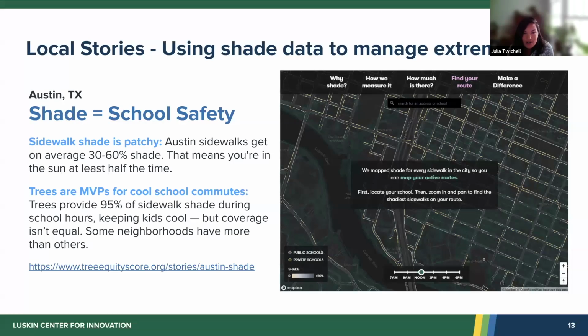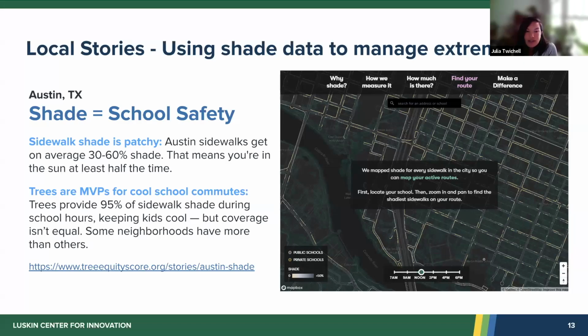And so overall, looking at all the sidewalks across Austin, we found that sidewalk shade is patchy, and I think that probably resonates for anyone who's used to walking around a city on a hot day. Some sidewalks are going to be a little bit shaded and some are going to be in the full sun. So on average, we saw about 30 to 60% shade over Austin sidewalks, which means you're in the sun at least half of the time.